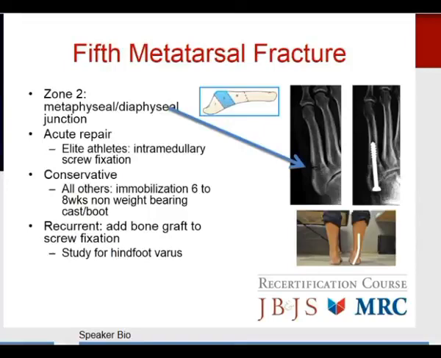The other important point, with any lateral pathology to the foot, fifth metatarsal fractures, peroneal tendon injuries, ligament sprains, look for hindfoot varus, especially on your test question. I'll try and trick you up on that. If you see hindfoot varus, make sure you add a calcaneal osteotomy to realign the hindfoot and take the tension off the outer border of your foot or the athlete's foot before they return to play.